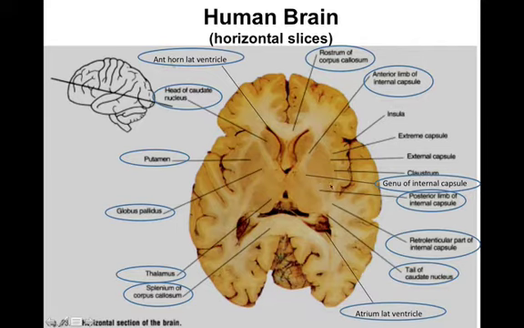The genu of the internal capsule is being pointed out here. The posterior limb of the internal capsule is being demonstrated right here. The retrolenticular part of the internal capsule here. And we're not seeing the sublenticular part of it because that actually proceeds down out of the plane of this page. So unfortunately, we won't be able to identify that one.